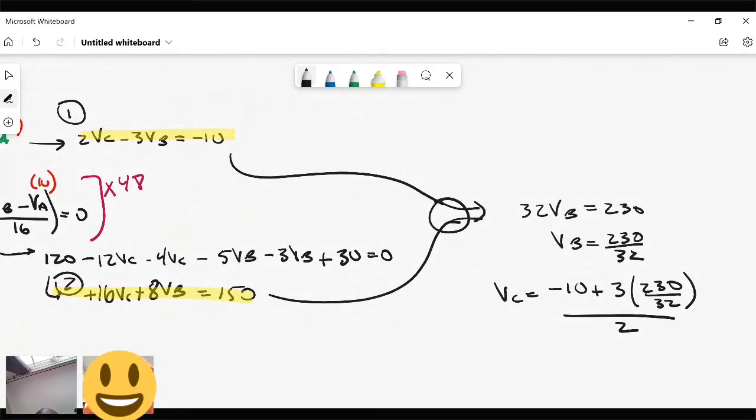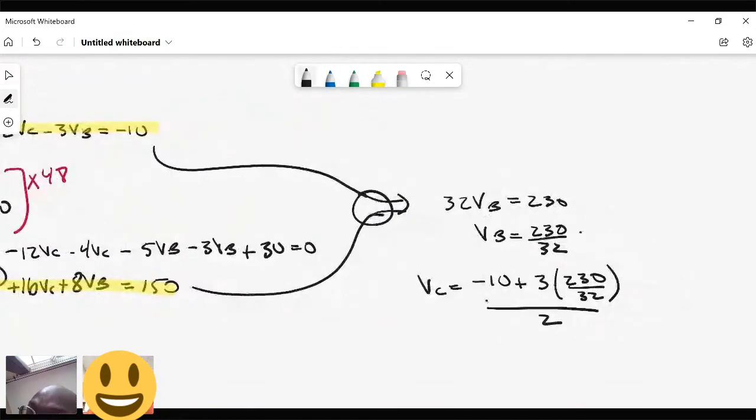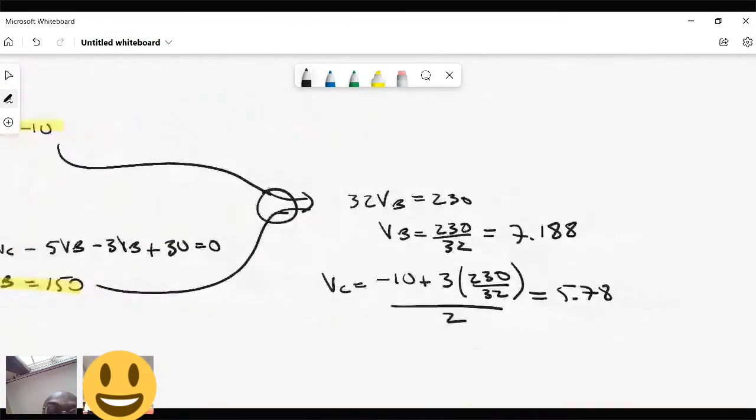So 230 divided by 32 is 7.1875. I don't like it when they do weird numbers, but it is what it is. So 7.188 is going to be one answer. Then I multiply that by 3, subtract 10, and divide by 2. That's 5.78. With that, I've solved for VC and VB.